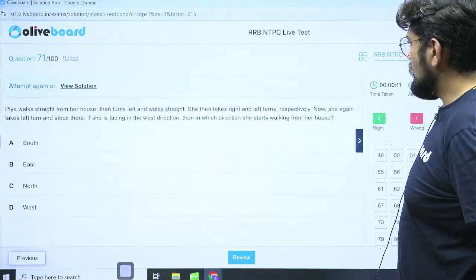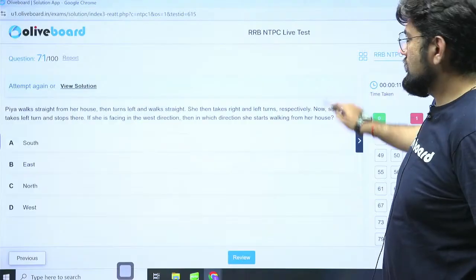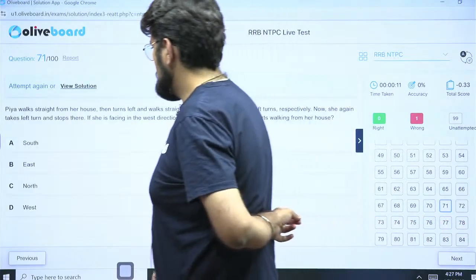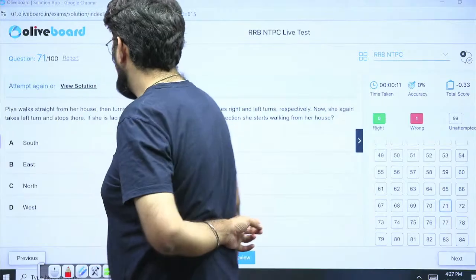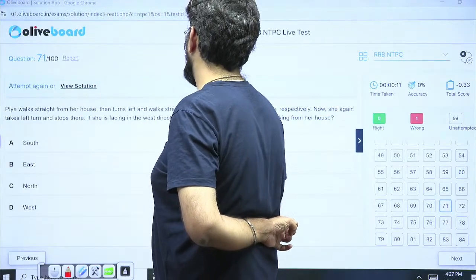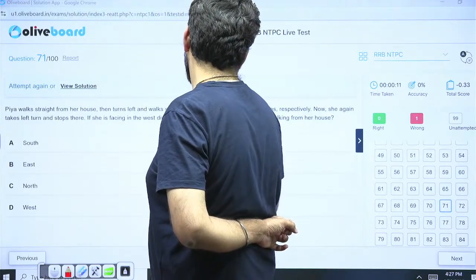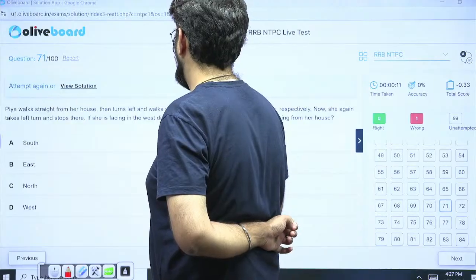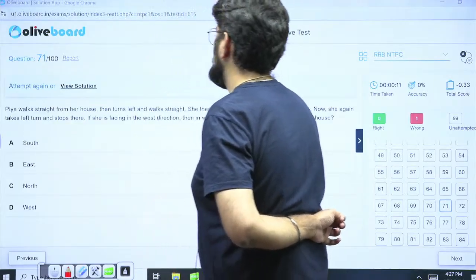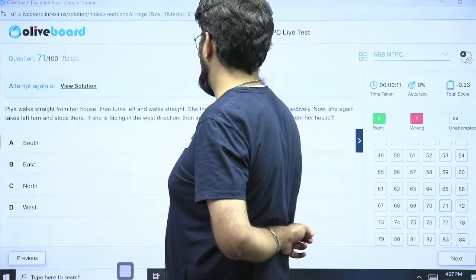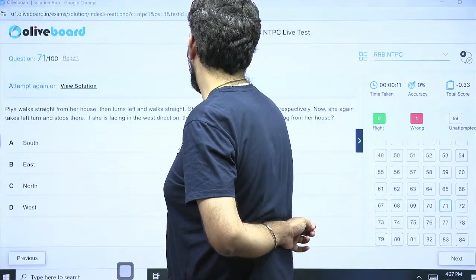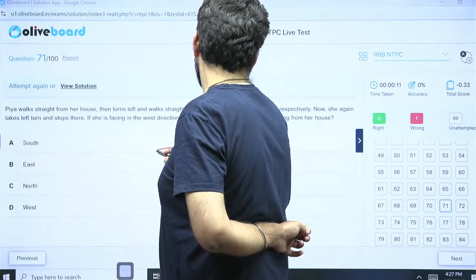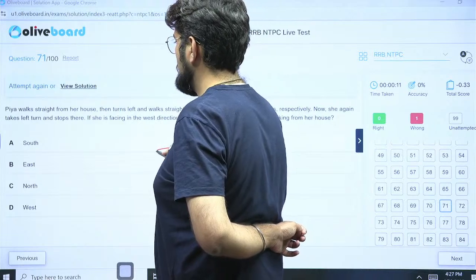I think we have done a lot of reasoning questions, so maybe a lot is not left now. Yes. Pia walks straight from her house and turns left and walks straight. Okay. Let's start it randomly. So Pia walks straight from her house, then turns left and walks straight. Then she takes her right and left turns respectively. Now she again takes left and stops there.